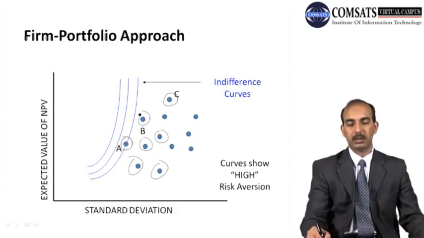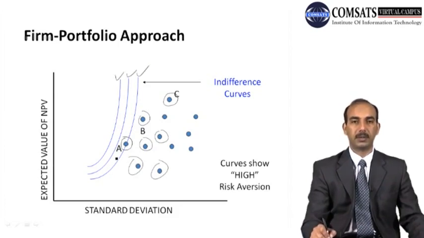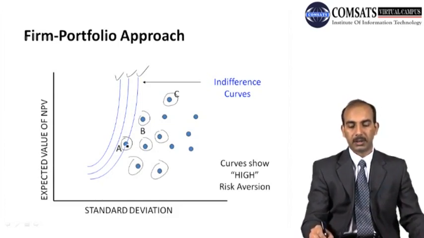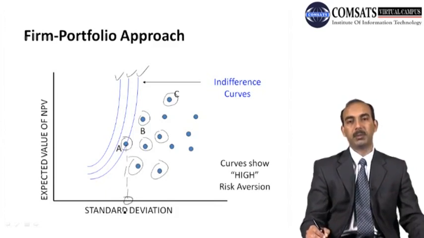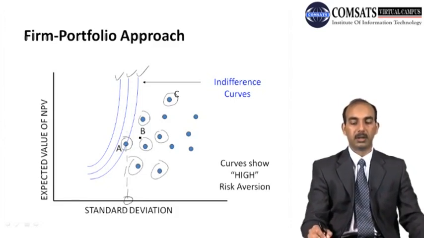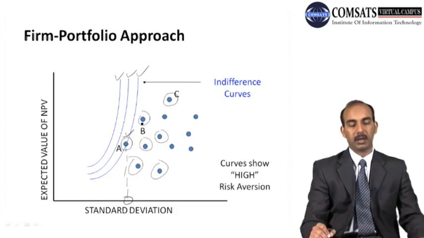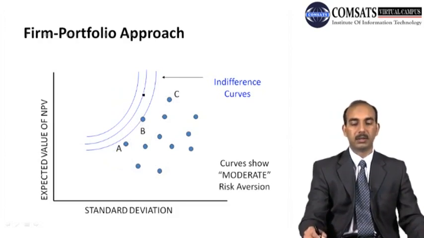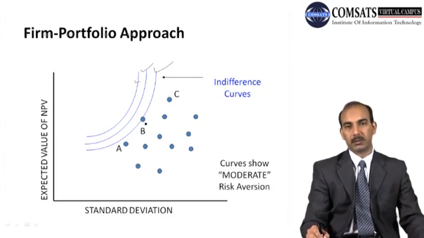So you can see here these curves, they represent the indifference curves. Any project which lies on these curves, the managers will accept that project. So if you see here, project A has the minimum standard deviation, it means it has minimum risk in all the given projects. So this lies on the indifference curve. The management will accept project A, and if the management can take a moderate risk, the indifference curve will take the shape like this, and any project which lies on these curves, the firm will accept that project.